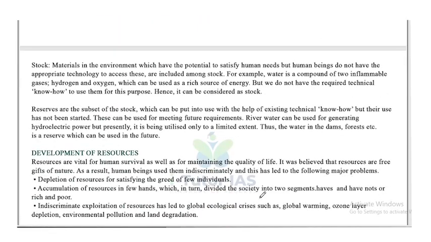Now, stock. Materials in the environment which have the potential to satisfy human needs, but human beings do not have the appropriate technology to access this, are included among the stock. For example, water is a compound of two inflammable gases, hydrogen and oxygen. Okay, we know water is a combination of hydrogen, that is H2, and O, that is oxygen. So, which can be used as a rich source of energy, but we do not have the required technical know-how to use them for this purpose. Hence, it can be considered as a stock.